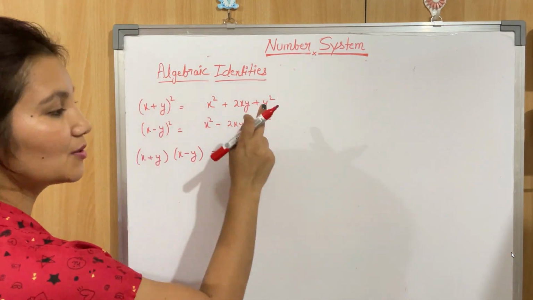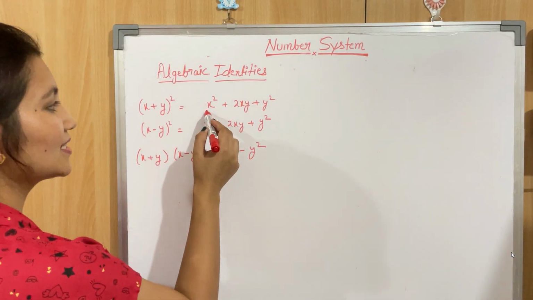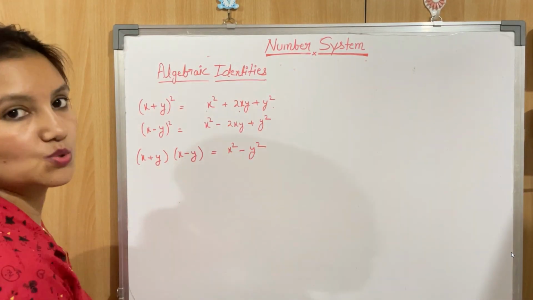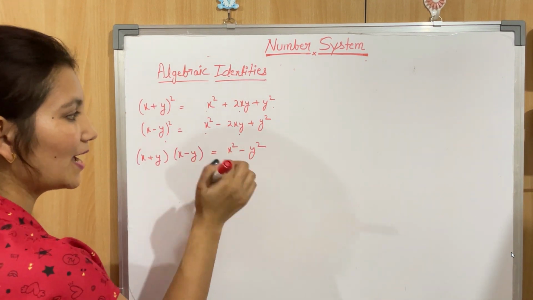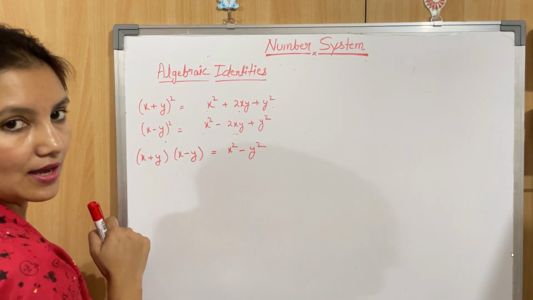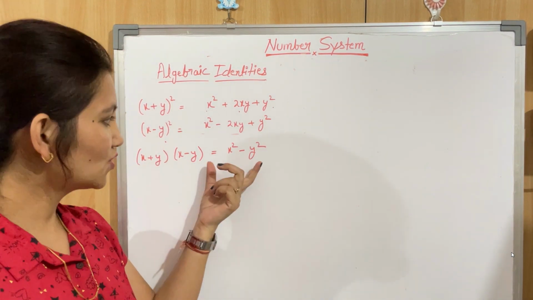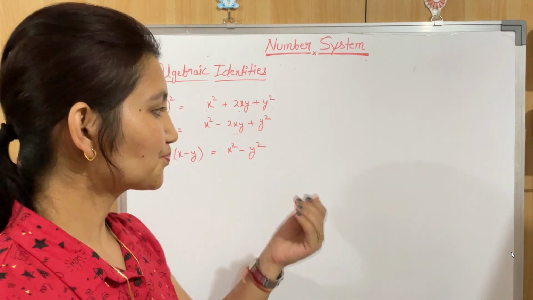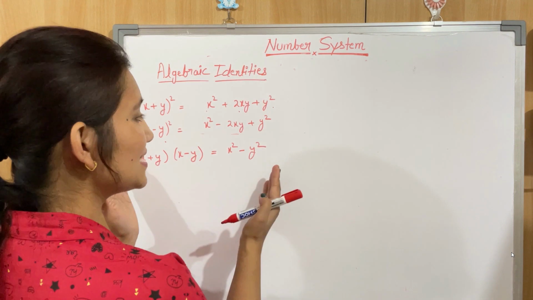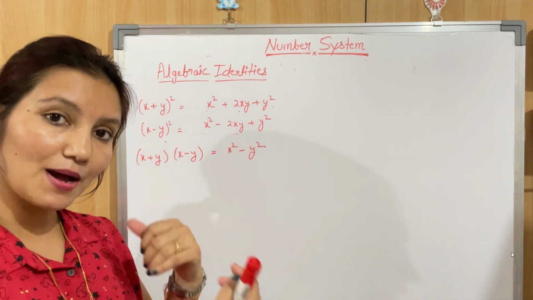So the first algebraic identity is (x plus y) square, which is x square plus y square plus 2xy. (x minus y) square is x square minus 2xy plus y square. And when (x plus y) is multiplied by (x minus y), it simply becomes x square minus y square. So these identities you have to remember, you have to mug them up.